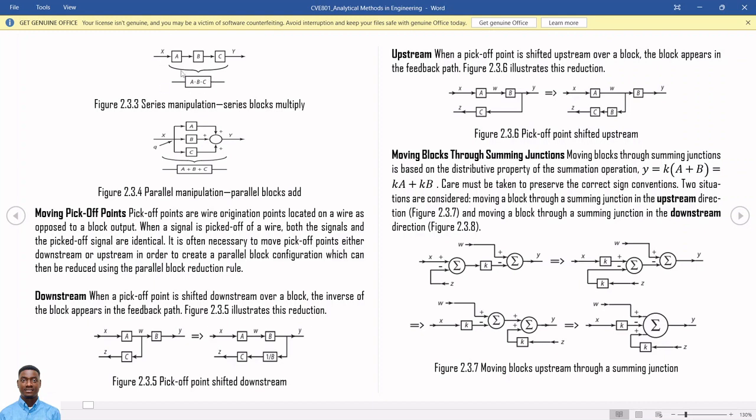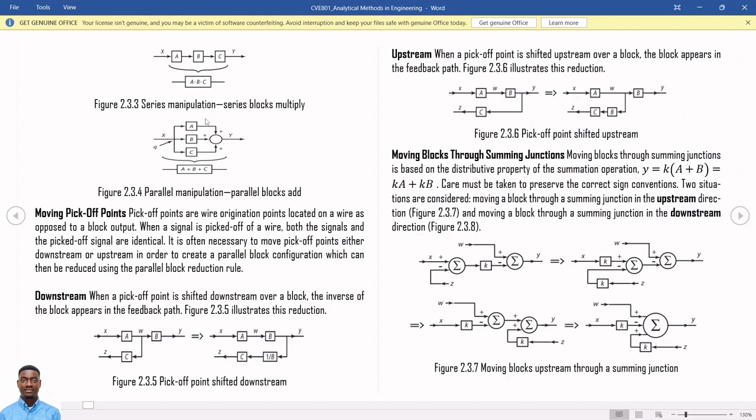When you have one input going into a certain block, and the output of that block goes into another block, and the output of this block goes into this other block, then these blocks in succession are in series. Therefore, we can minimize them by using a single block, while we have the product of these three blocks in that single block. That is for series manipulation.